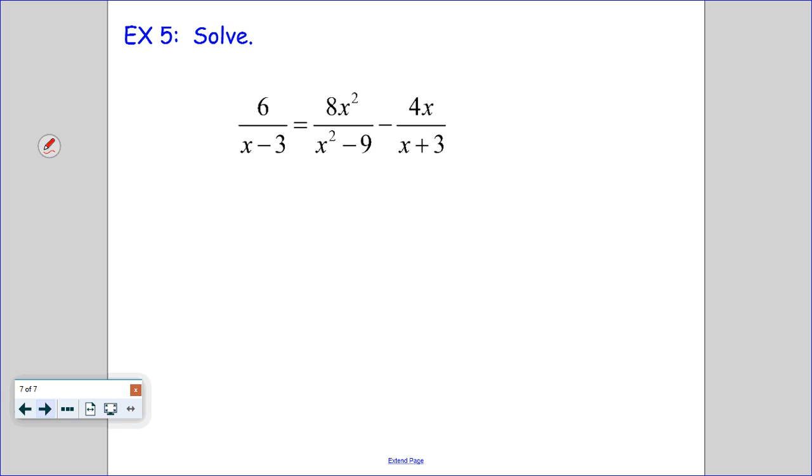Remember that you'll want to factor any denominators that you can. So far we haven't had to do that. But this one, we have an x squared minus 9. How does that factor? X plus 3, x minus 3. Thank you. Okay, so find what your least common denominator is going to be.